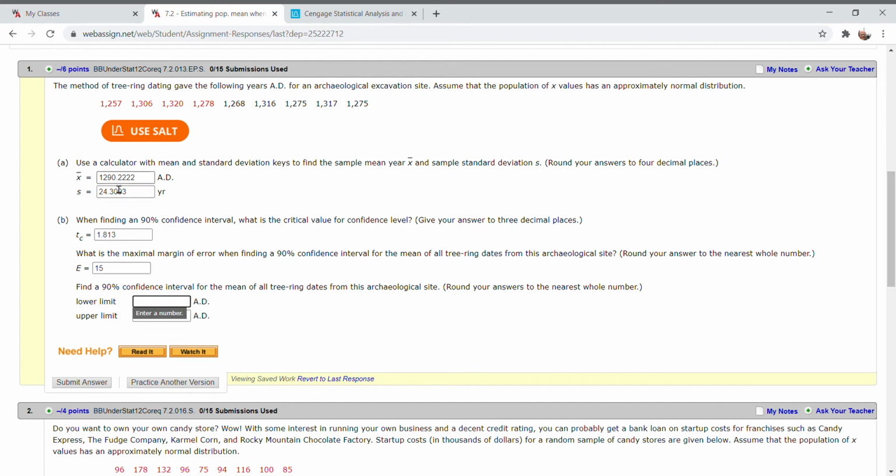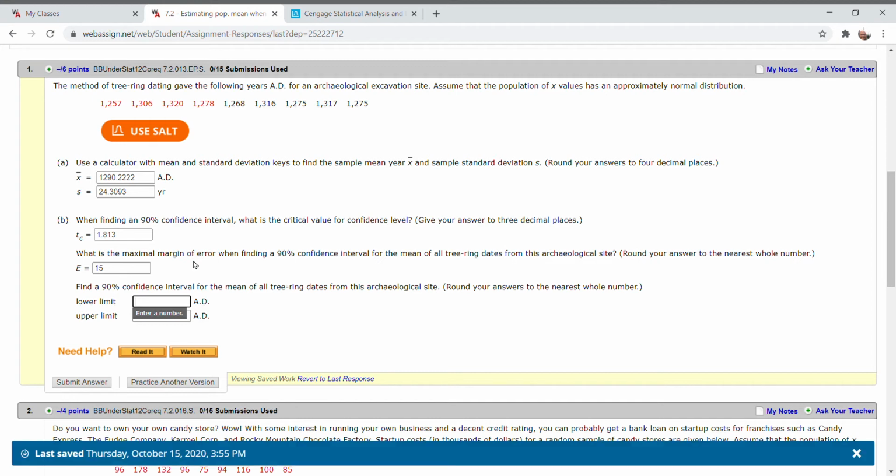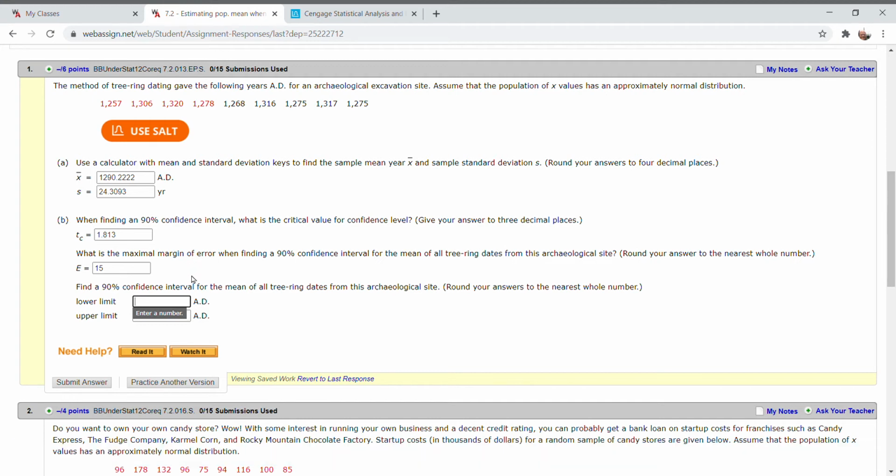Lower limit is x bar minus E. So 1290, which is the nearest whole number, minus 15. That gives me 1275. And then the upper end is x bar, 1290, plus your margin of error of 15. Excuse me, that's 1305. And I'm going to check it.